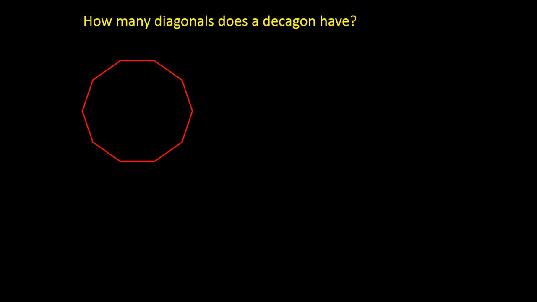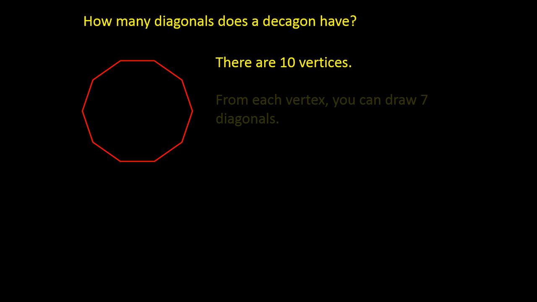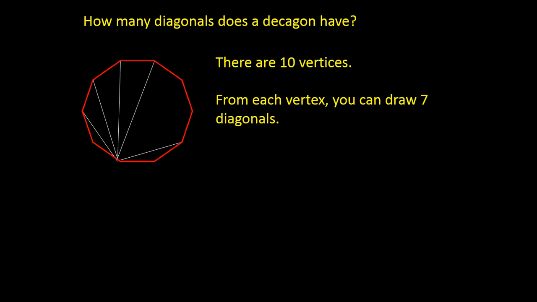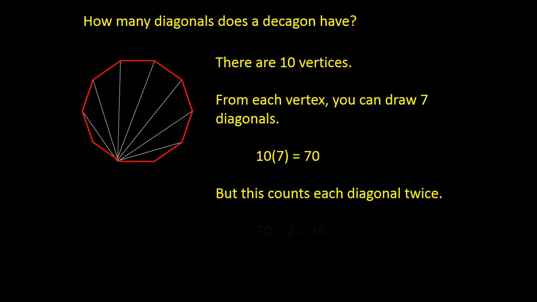How about a decagon? How many diagonals would that have? Well, we know that there are 10 vertices. And how many diagonals can we draw from each vertex? We can't draw a diagonal to the vertex itself. We can't draw a diagonal to the vertex on the left or the right. So that means from each vertex we can draw 7 diagonals. So you might think, all right, 10 vertices, I can draw 7 diagonals from each vertex. 10 times 7 is 70. There must be 70 diagonals. But remember, that's double counting all of the diagonals. So the number of diagonals is actually half that, which is 35.